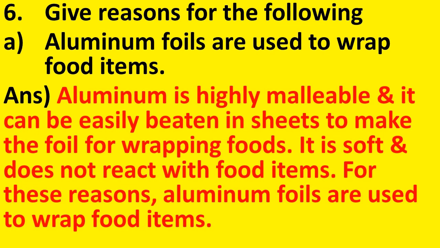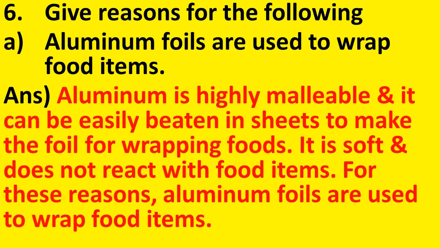Give reasons for the following. Number 1. Aluminium foils are used to wrap food items. Answer. Aluminium is highly malleable and it can be easily beaten into sheets to make the foil for wrapping foods. It is soft and does not react with the food items. For these reasons, aluminium foils are used to wrap food items.